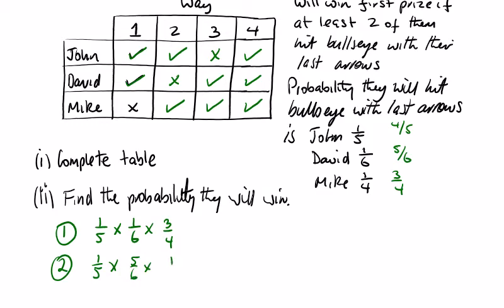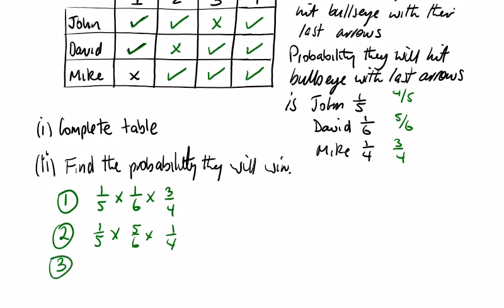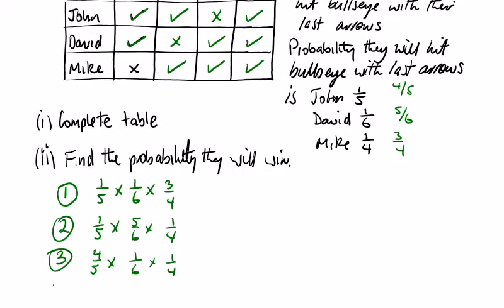Mike hitting it 1 over 4. Number 3 is John missing 4 over 5, David and Mike both hitting 1 over 6 and 1 over 4, and then the 4th probability is that they all hit it. So 1 over 5, 1 over 6, 1 over 4.